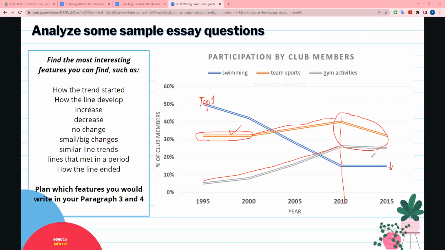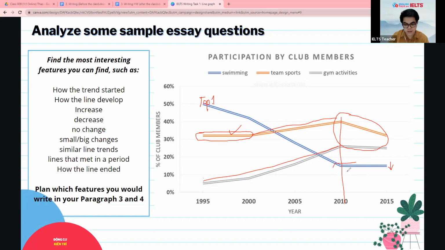And in the last paragraph, I'll write about swimming. And I will also compare swimming with team sports and gym activities from 2010 to 2015. Okay. All right. Very good. Good job. That is very, very easy.